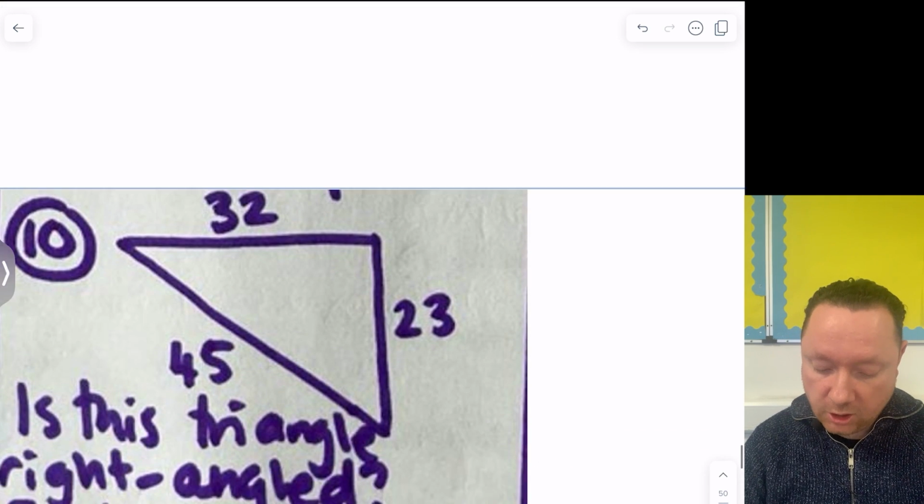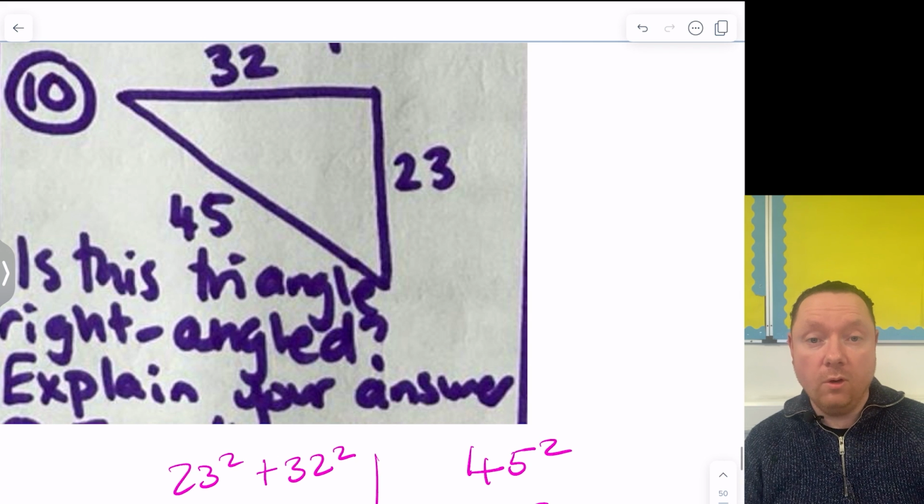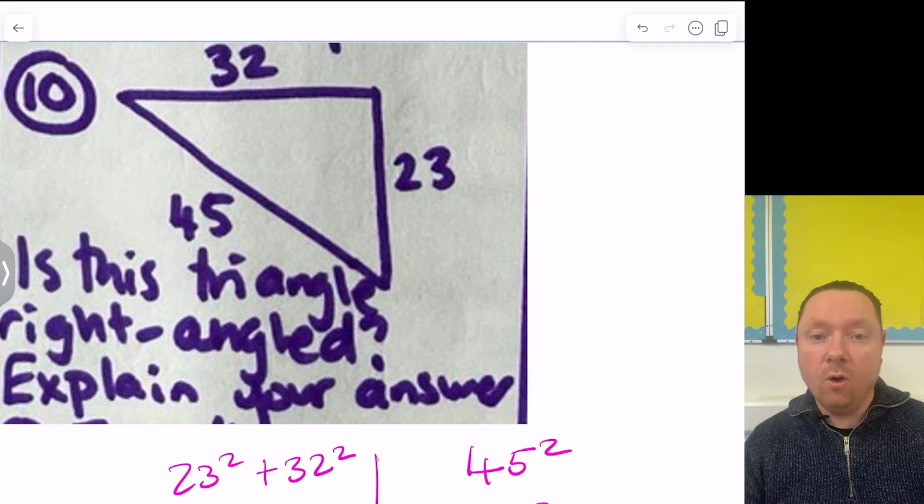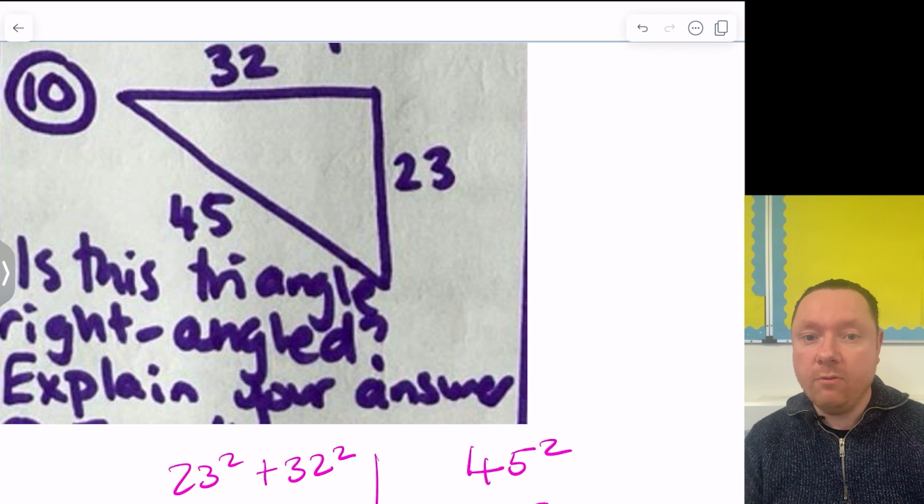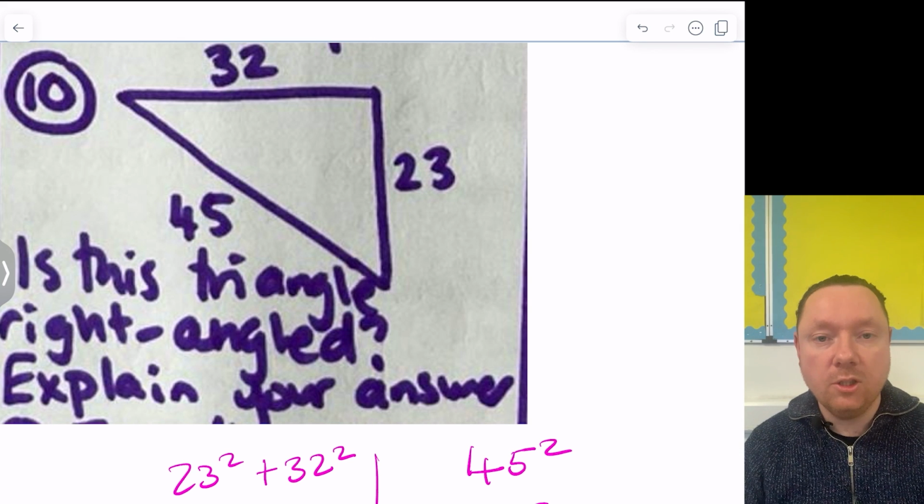Now, with this type of question, you're often asked, not only is it right angled, but is this directly north of this or something like that? And then you have to answer that question too. So therefore, yes, no. But for this one, it's just right angled.